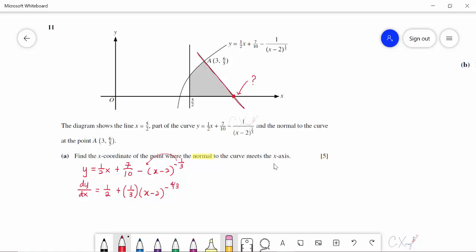Now you have to get the gradient of tangent at point A. At point A, x is 3. So you substitute the 3 into the equation, with power negative 4 over 3. From here, you will get the value, which is actually 5 over 6. Please take note that this 5 over 6 will be the gradient of tangent.